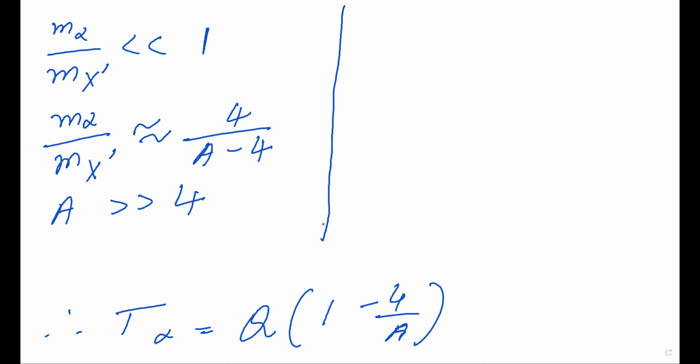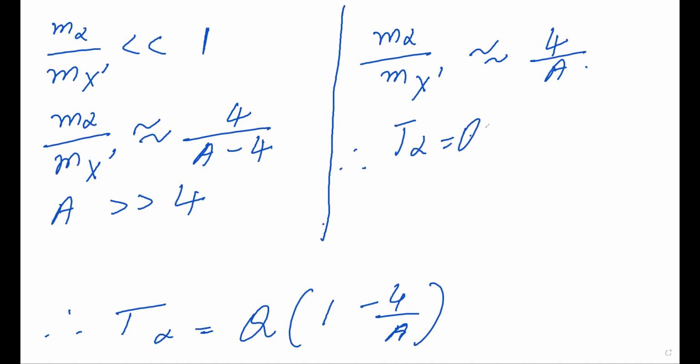Okay, so let's come here. Right. So in this case, we have reached this conclusion, and therefore we can write that M alpha over M x prime is approximately equal to 4 over A. Okay? Now there's no problem, right? Therefore, we can say that T alpha is equal to Q into 1 minus 4 over A. Can anyone explain how we got this last equation 8.7?